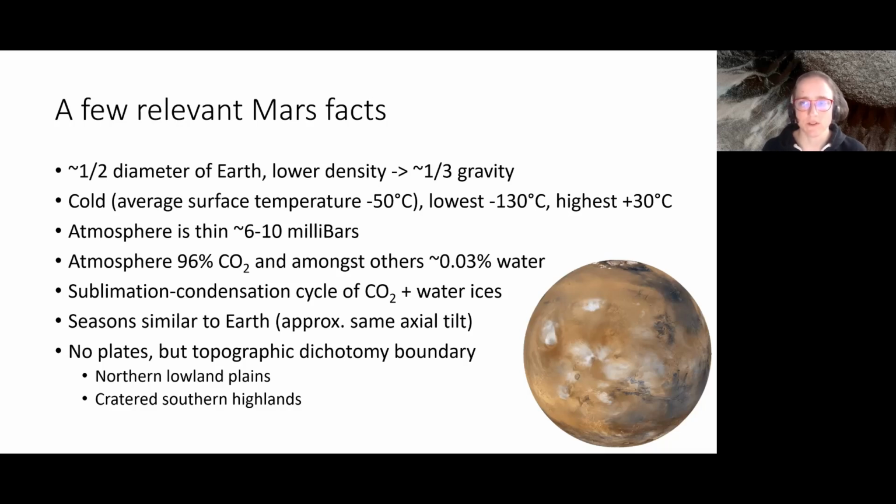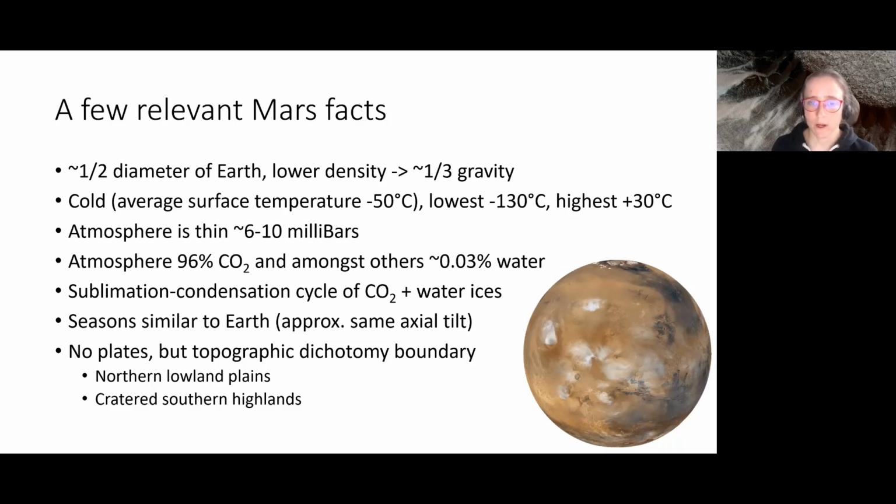Now, this atmosphere is different from the terrestrial atmosphere. It's a majority of CO2, carbon dioxide, 96%. There are other minor species, and amongst those is water vapor. And water vapor accounts for less than 0.1% of the Martian atmosphere.